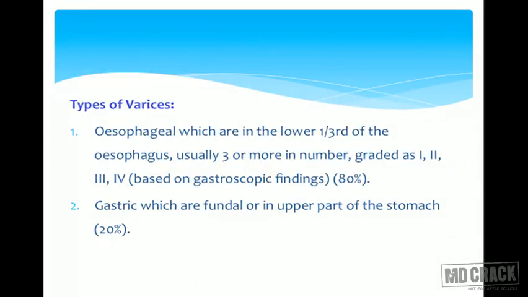What are the types of varices? Esophageal varices and gastric varices. Esophageal varices are in the lower one-third of the esophagus, usually 3 or more in number. They can be graded as grade 1, 2, 3 and 4 based on gastroscopic findings, or they can be gastric varices which are fundal or in the upper part of the stomach.